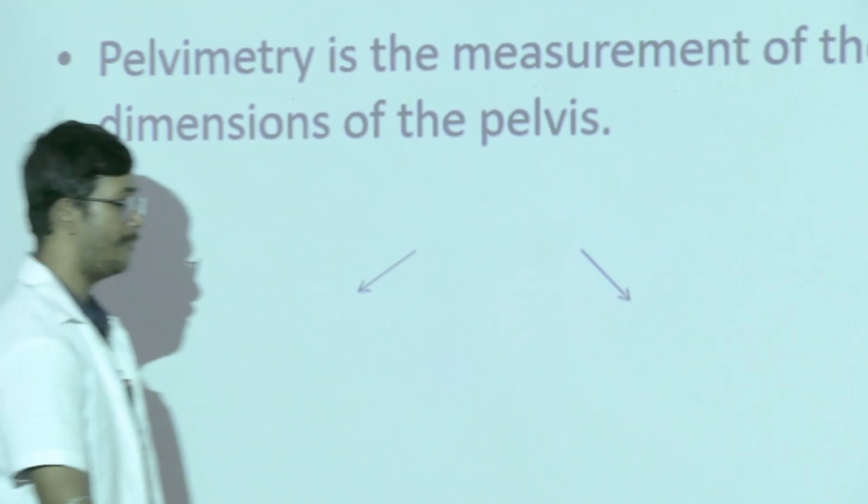But what to say? Give importance to the topic, since this is a small portion of your osteology. Pelvimetry has been taken from two words. One is pelvis, another one is metry. Metry means your measurements. So today we are going to study about the various measurements of pelvis. But before that, let us have certain understanding of what is pelvimetry. So pelvimetry is the measurement of the dimensions of pelvis.